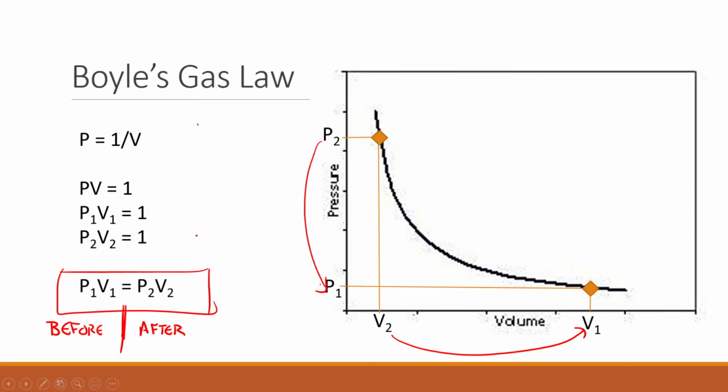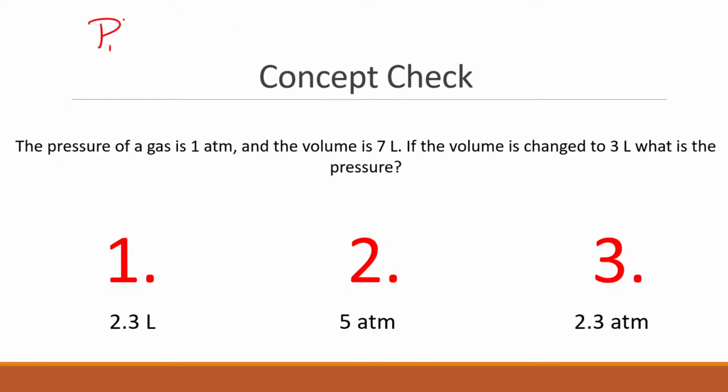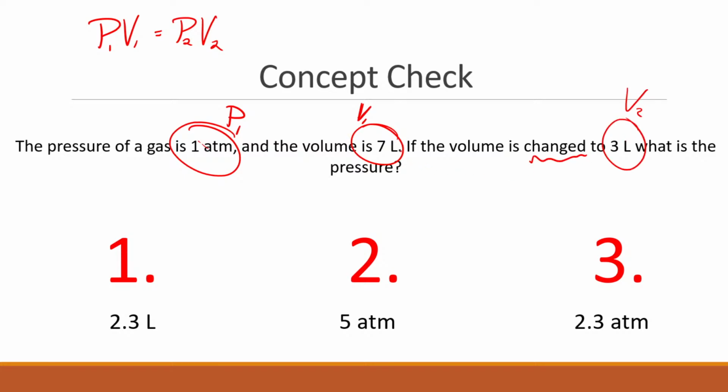So that means if I were to ask you a question, something like this, and give you this formula, you should be able to solve it out. Solving out this problem, I've got a pressure and a volume given to me in the same sentence. These are my before, right? My pressure and my volume before. The volume is changed, so I've got an after. What's my new pressure?